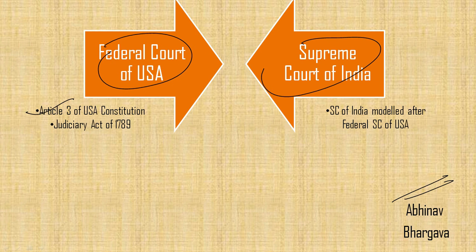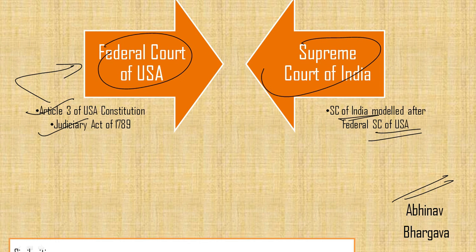See, Article 3 of the USA Constitution and the Judiciary Act of 1789 deal with the composition of the Federal Supreme Court of USA, and the Supreme Court of India is modeled after the Supreme Court of USA. However, there are some outstanding differences between them, but let us see the similarities first.